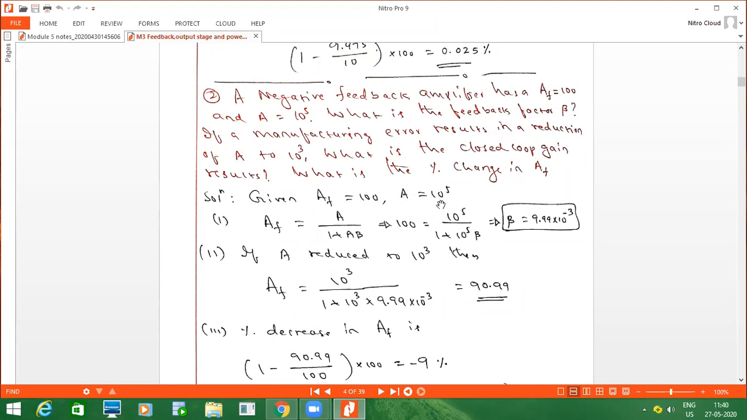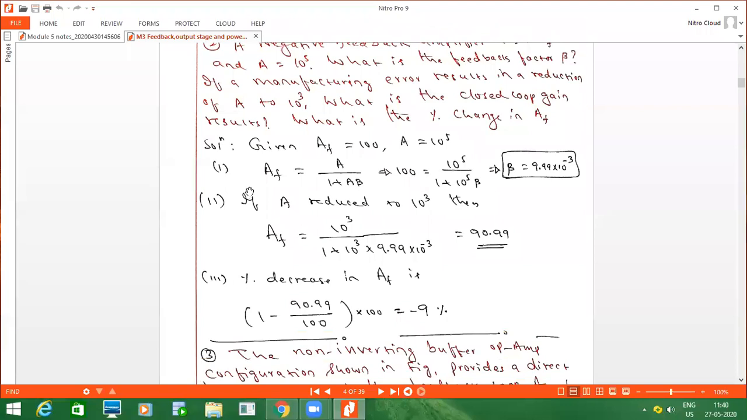AF will be 100, A will be equal to 10 to the power of 5. For calculating the beta I am going to use this formula: AF is equal to A divided by 1 plus A beta. AF is known, A is known, just substitute and calculate the value of beta. Beta will be equal to 9.99 into 10 to the power of minus 3, or 0.0099. Okay, so this is the first question, beta is over.